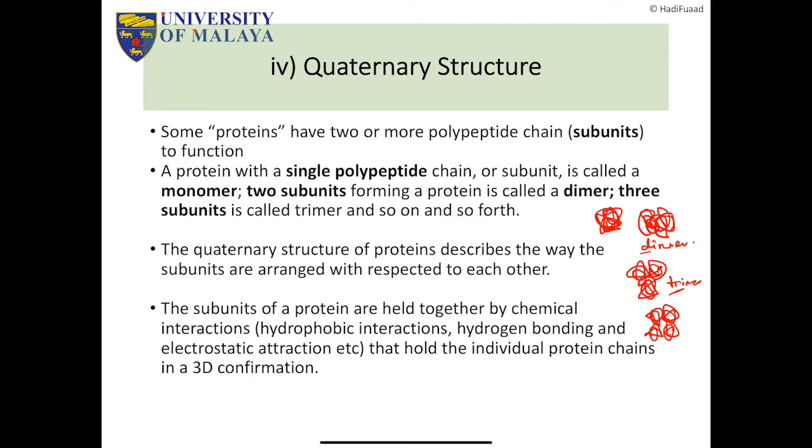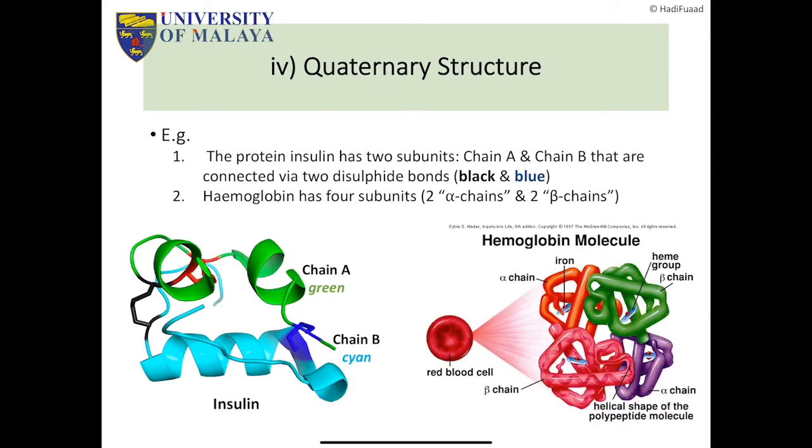The quaternary structure of a protein describes the way the subunits are arranged with respect to each other, and the subunits of a protein are held together by chemical interactions. It can be a hydrophobic interaction, hydrogen bonding, electrostatic, or a disulfide bridge that holds one subunit to another. These proteins need to be connected before they can function properly. For example, I've been mentioning again and again, insulin. Insulin has two polypeptide chains, and they are connected via a disulfide bridge. Without this bridge, insulin doesn't function.